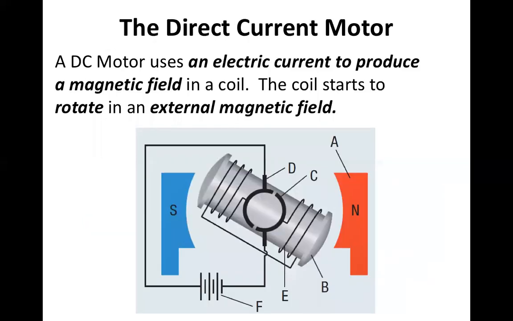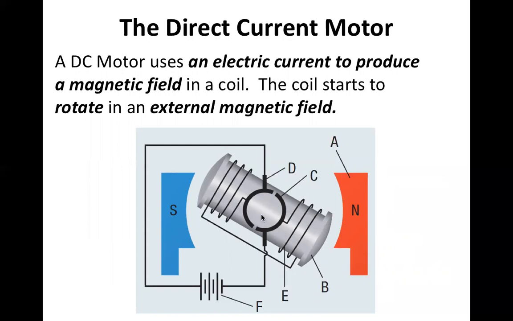So a DC motor uses an electric current to produce a magnetic field in a coil, and the coil starts to rotate in the external magnetic field. So you have your external magnetic field, and we're attaching a battery. A battery is something that allows a DC current, direct current. So the direct current flows through this armature, and this armature is free to rotate around.